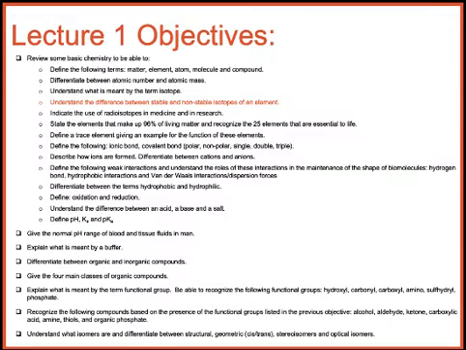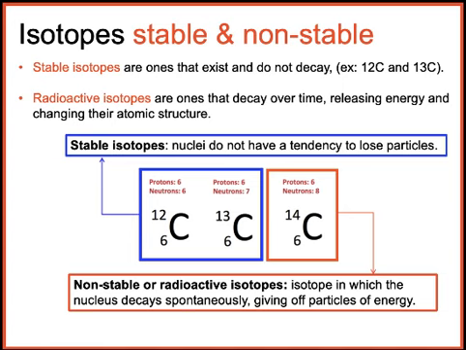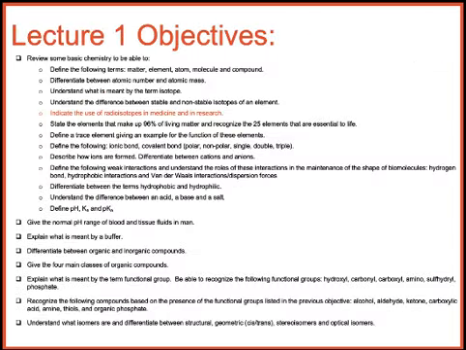Now, let's talk about the stability of these isotopes. Stable isotopes are ones that exist and do not decay. Carbon-12 and carbon-13 are both very stable isotopes. Radioactive ones decay over time, releasing energy and changing their atomic structure, so they're a bit different. The nucleus of those decays spontaneously and gives off particles of energy, radiation.